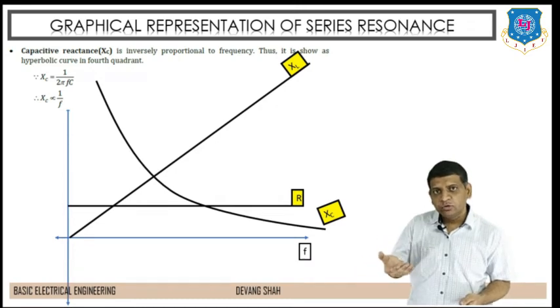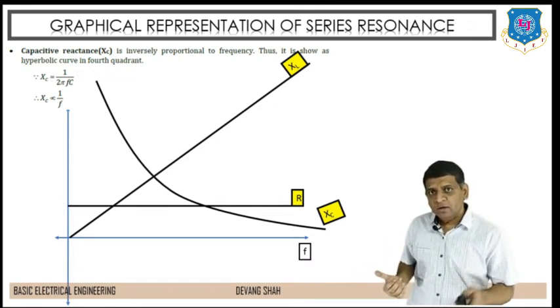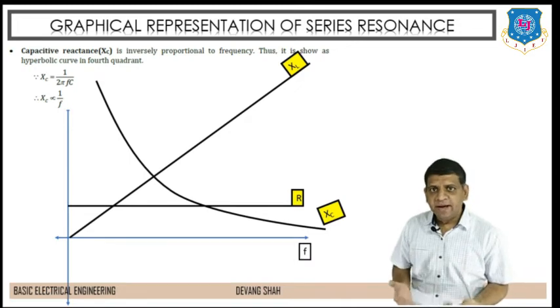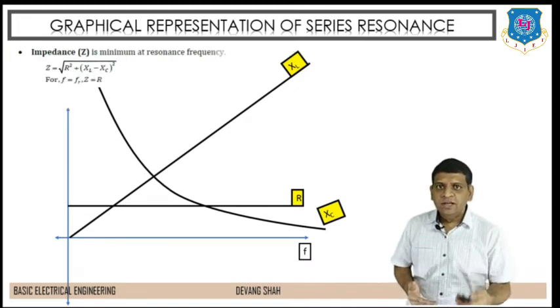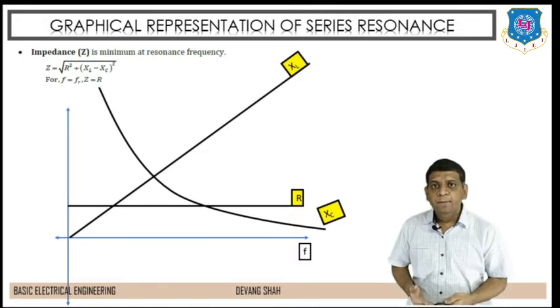And this you can also consider in the fourth quadrant, where you can put it as minus Xc, right? Since this is the first quadrant, we have taken it as Xc. Now the next parameter we define is the impedance Z.